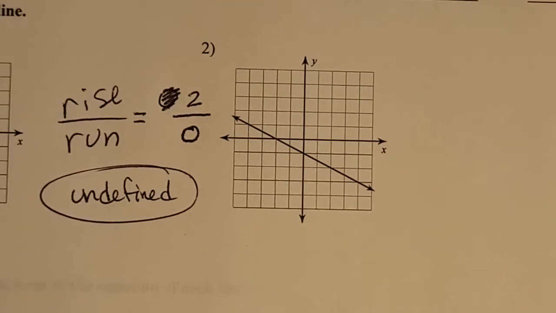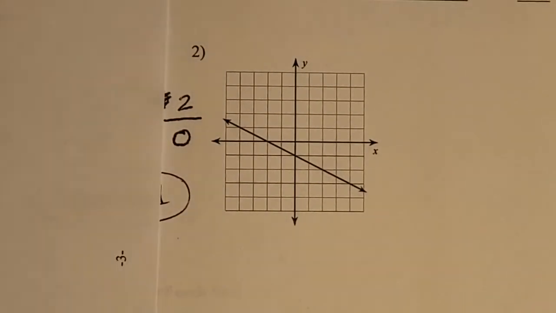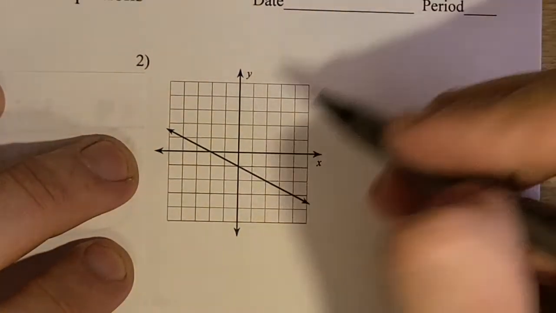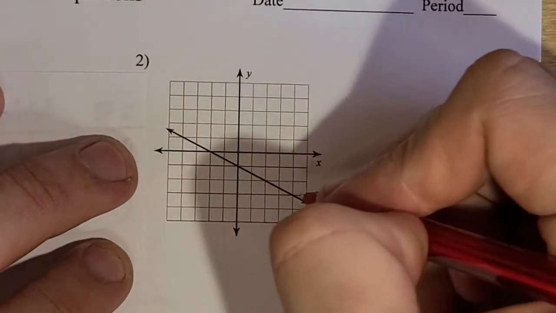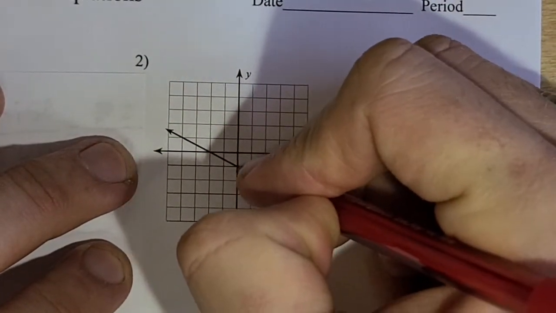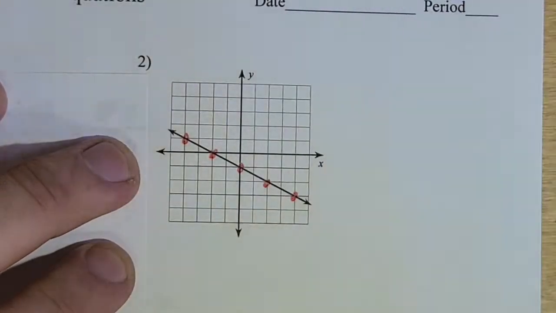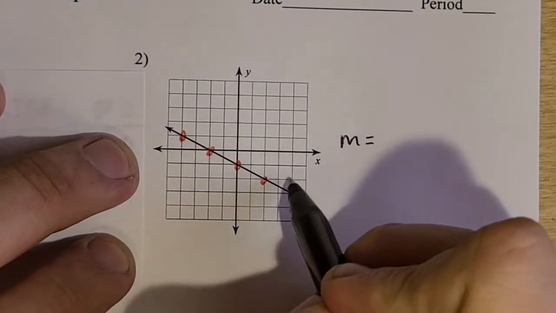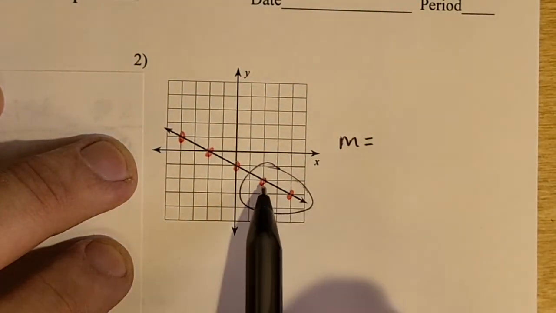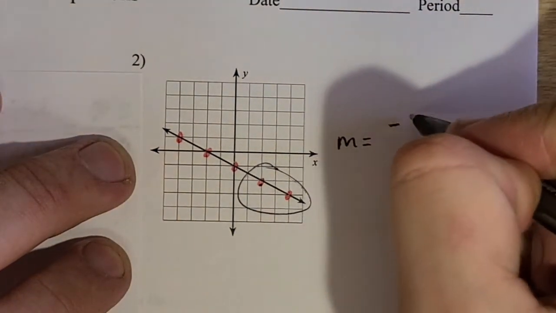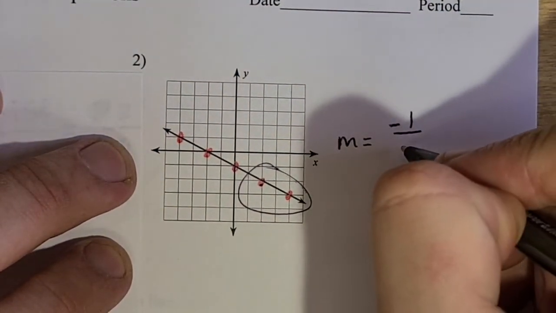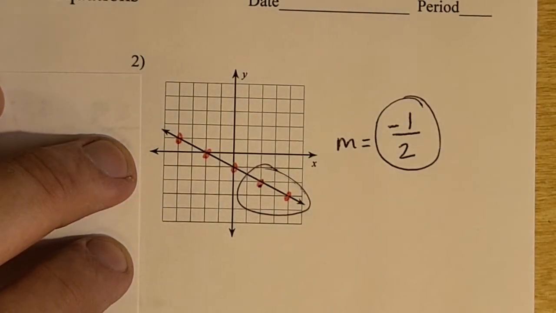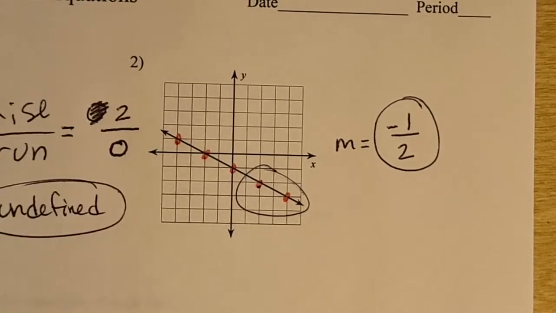Now number 2, slightly different. Like number 1, I didn't give you any dots, so you had to make some yourself. Luckily, there were a ton. There were 5 different really nice points, and you picked 2 of them. So let's pick these bottom 2 just for fun. If I go from this left point to this right point, it looks like I go down 1 and I go to the right 2. So my slope was negative 1/2, and that would have been the multiple choice option you would have picked.